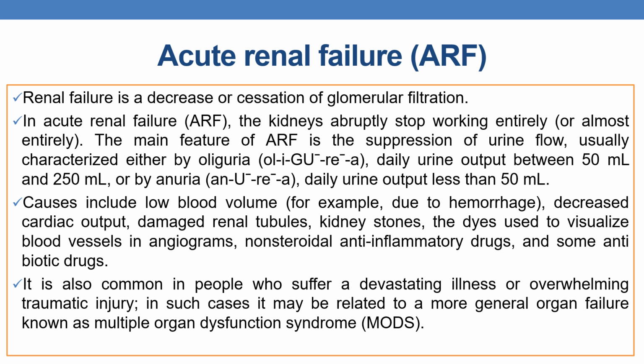And the causes include low blood volume, for example due to hemorrhage, decreased cardiac output, damaged renal tubules, kidney stones and dyes used to visualize the blood vessels in angiograms, non-steroidal anti-inflammatory drugs and some antibiotic drugs. Acute renal failure is also common in people who suffer a devastating illness or overwhelming traumatic injury. In such cases, it may be related to a more general organ failure known as multiple organ dysfunction syndrome, MODS.